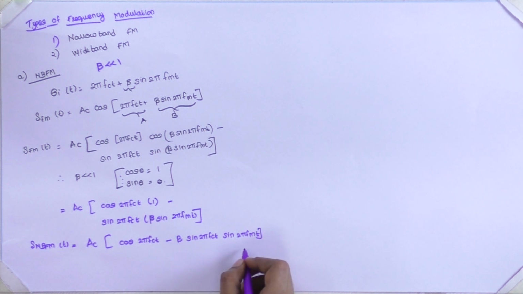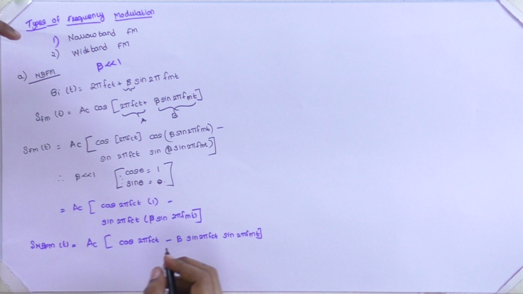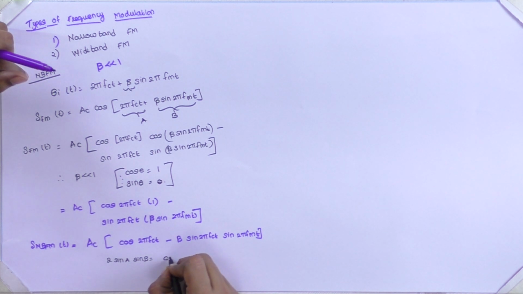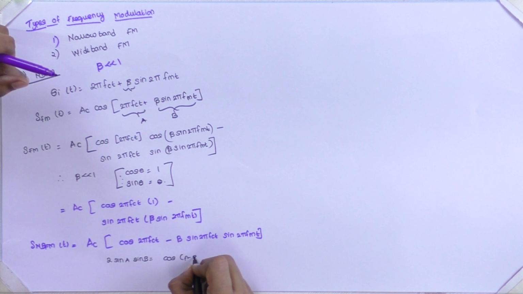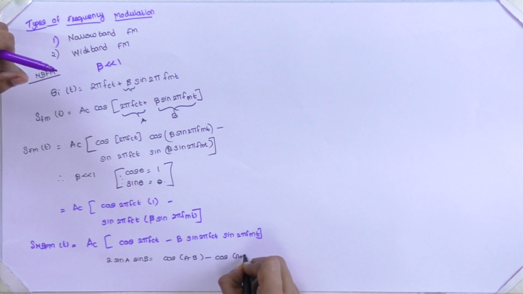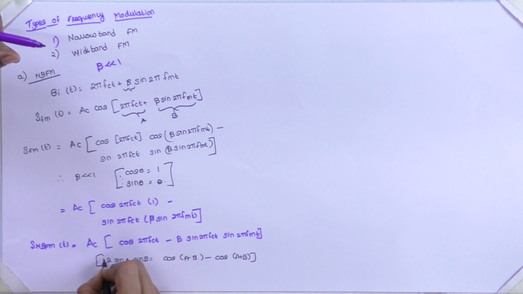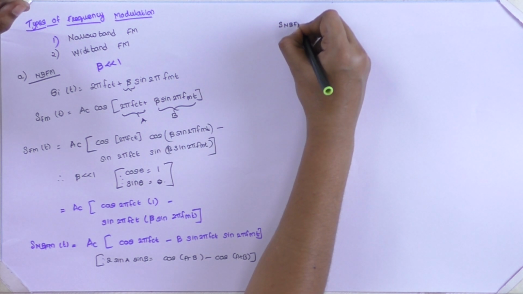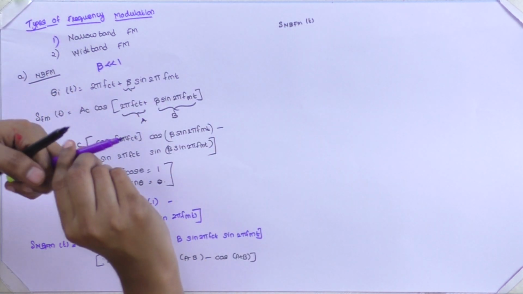Here also we can use a trigonometric identity of the sin A sin B form: 2 sin A sin B is equal to cos of A minus B minus cos of A plus B. By using this formula, we can again write S NB fm of t.